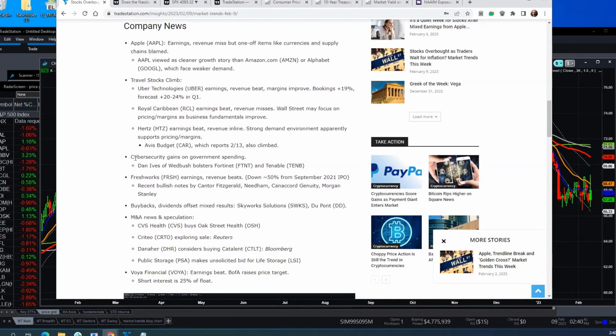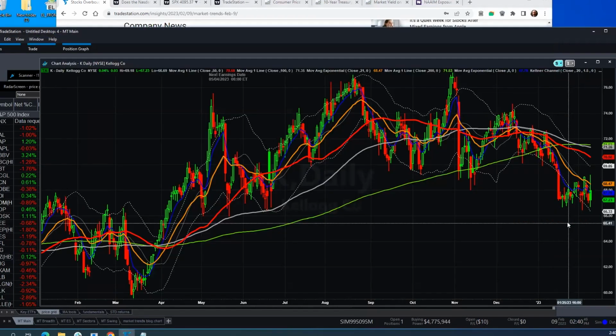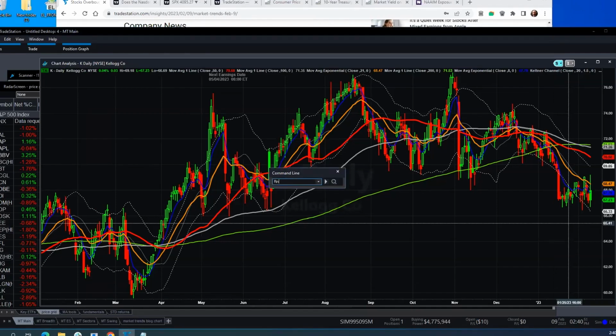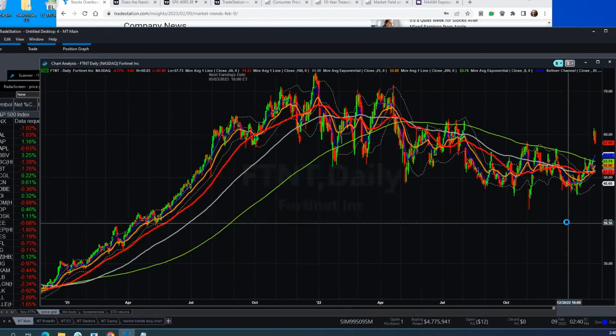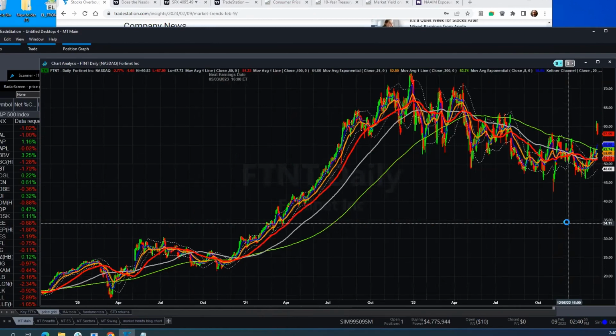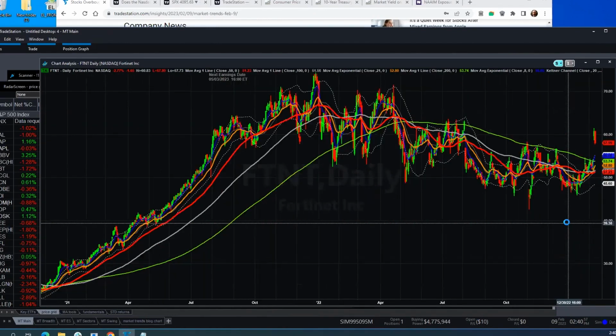It's interesting also that there is an interesting thing happening in cybersecurity. It's kind of under the radar. Fortinet and Tenable. FTNT was a real outperformer for a while. I mean, this stock has been pretty incredible. I just want to point this out. This is an interesting uptrend.